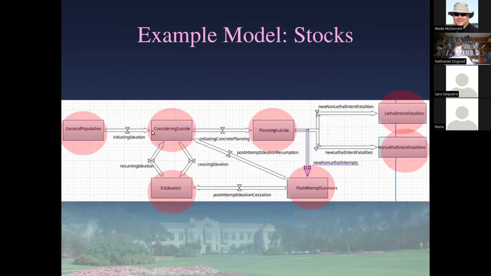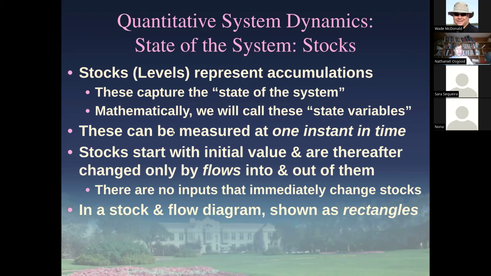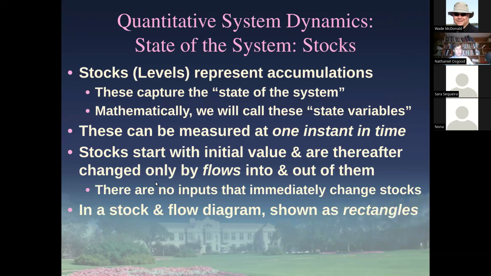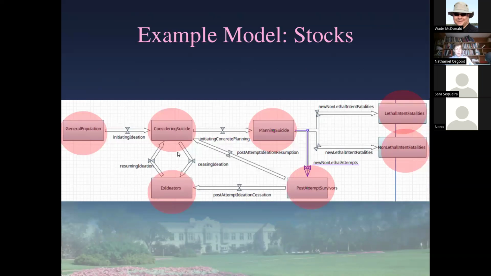Stocks here are the compartments. They represent the current state of the system, accumulations. So a set of people who are post-attempt survivors of suicide attempts, forgive me for speaking about this, or people currently engaged in concrete planning, people who used to suffer from suicidal ideation but now are ex-ideators, etc. People who have moved beyond the scourge of those thoughts. These can be measured at a single point in time, the state of the system.